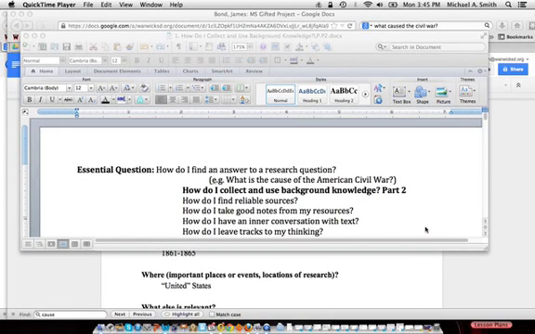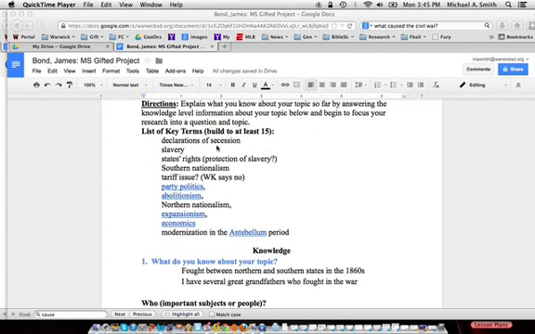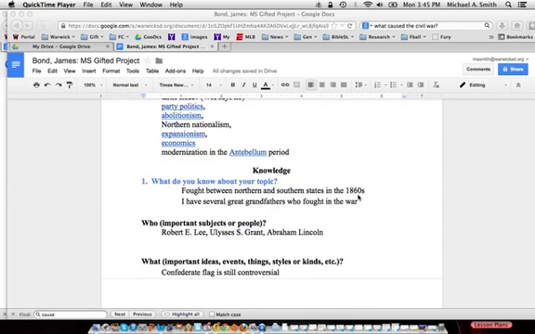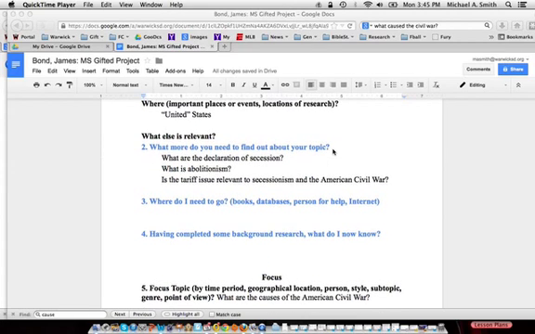We're continuing on from our last question, which was how do I collect and use background knowledge? We've already read an encyclopedia article, in this case Wikipedia, which we've used to begin generating key terms. And from what we've generated, I've gone down to number 2 on my topic sheet and started to write down some questions that we now need to find further information on.